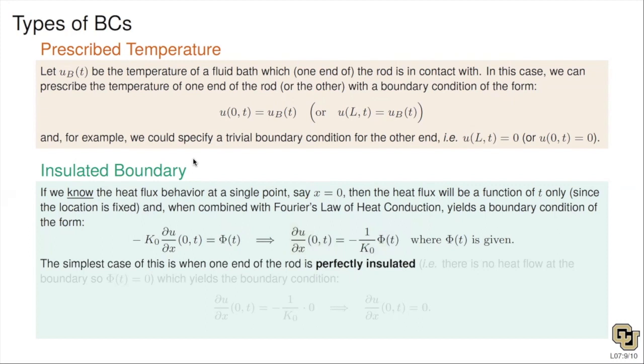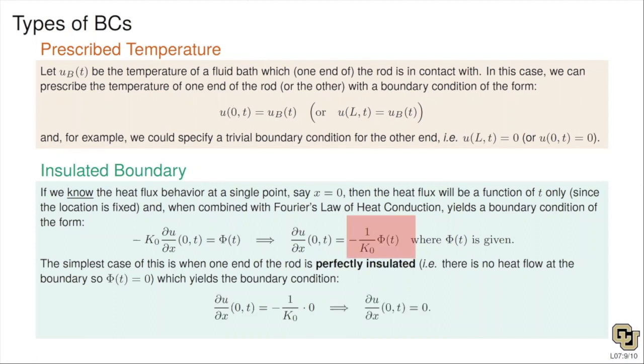So, of course, the simplest case, which we love, is when it's perfectly insulated. So there's no heat flux on the boundary. That is, phi is 0. So here we make phi 0, and so we get this insulated Neumann boundary condition right here.